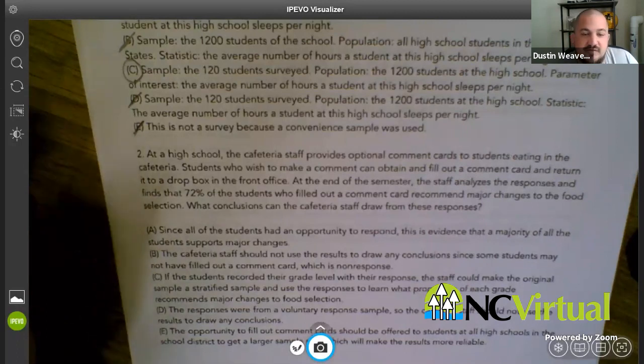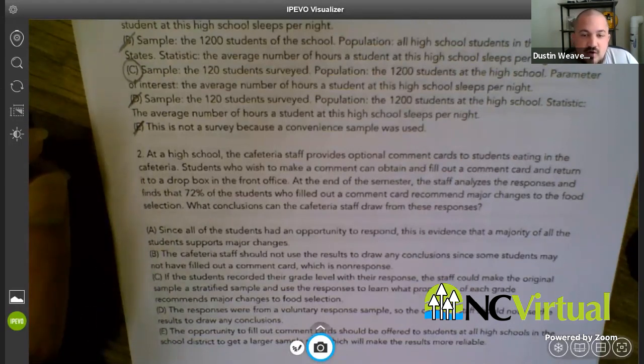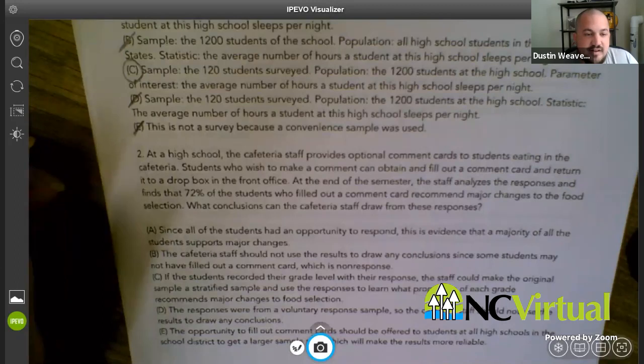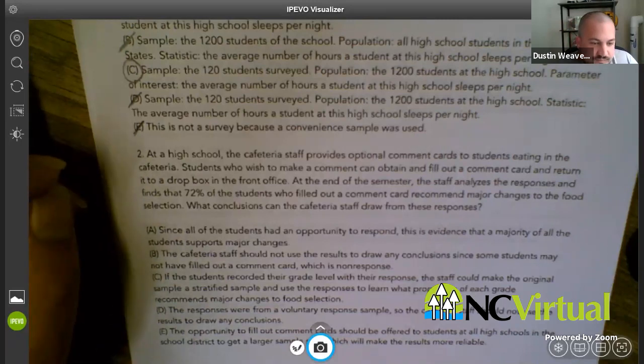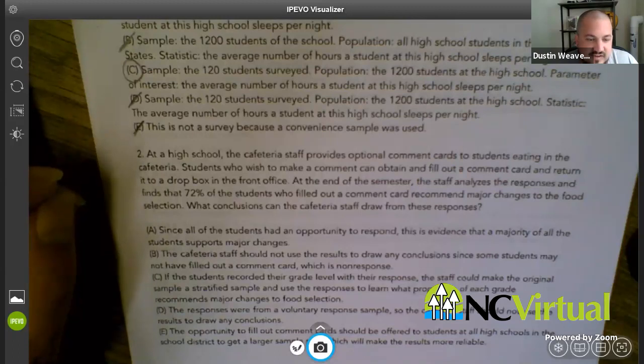At a high school, the cafeteria staff provides optional comment cards to students eating in the cafeteria. Students who wish to make a comment can obtain and fill out a comment card and return it to a drop box in the front office. At the end of the semester, the staff analyzes the responses and finds that 72% of the students who filled out a comment card recommend major changes to the food selection. What conclusion can the cafeteria staff draw from these responses? Can we look through this and see if anybody has an answer there?